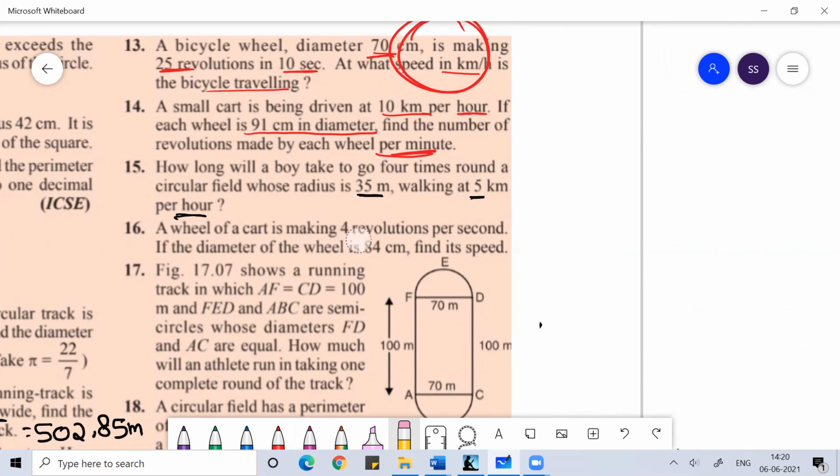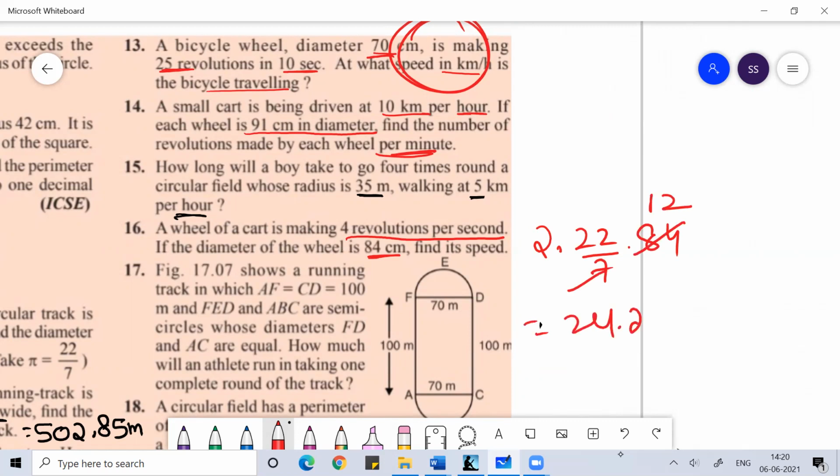The wheel is doing 4 revolutions per second, and the diameter is 84. So I'll find the distance of 1 revolution: 2 into 22 by 7 into 84. That is 12, 24 into 22. 24 into 22 is 48, 48, 12, 528. So the speed in meter per second will be 10.56.